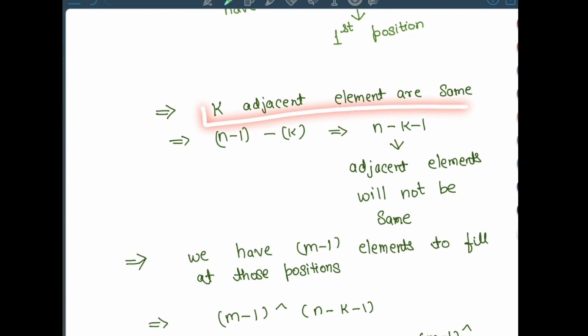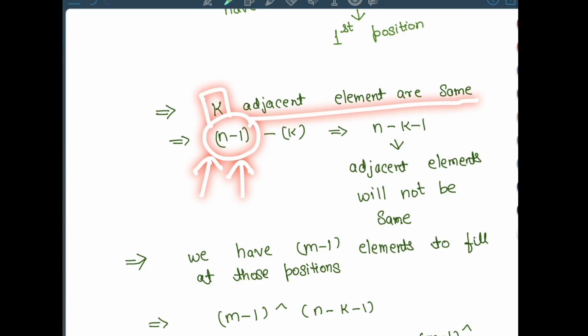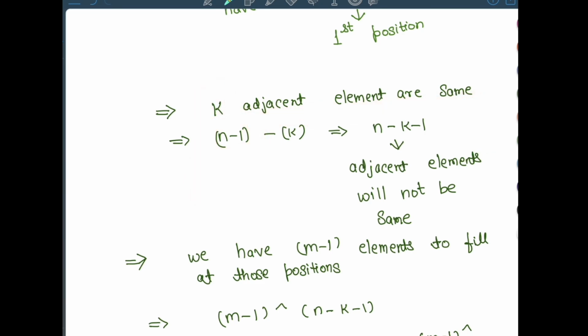We have k adjacent elements that are same, right? That's the thing we know. And we have total number of adjacent elements as n minus 1. These are the total number of adjacent pairs we have, n minus 1 pairs. Out of these n minus 1 pairs, k adjacent pairs are going to be same, right? So the number of pairs which remains is n minus 1 minus k. That's n minus k minus 1. Now these are the adjacent pairs whose elements will not be same.